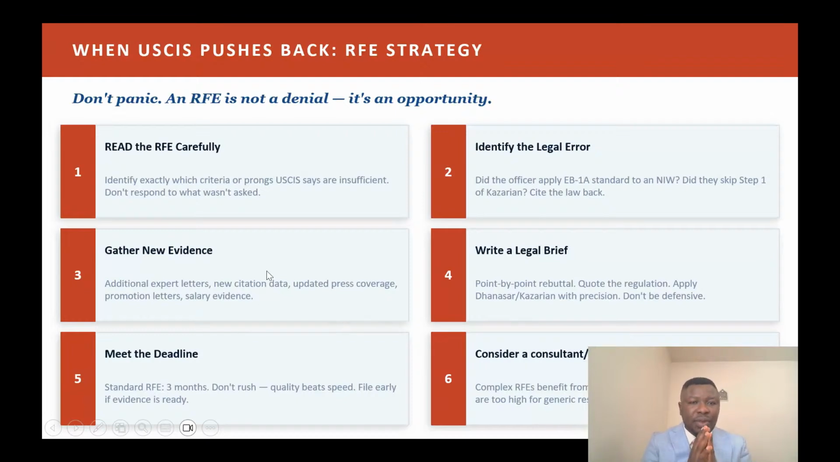So how do you respond to a RFE? Number one, you need to read the RFE carefully. Identify exactly which criteria or prongs USCIS says are insufficient. Don't respond to what was not asked. Whenever you are responding to a RFE, do a point by point response. Respond to all the concerns of the officer.